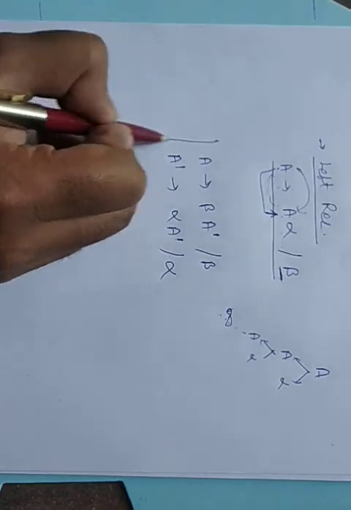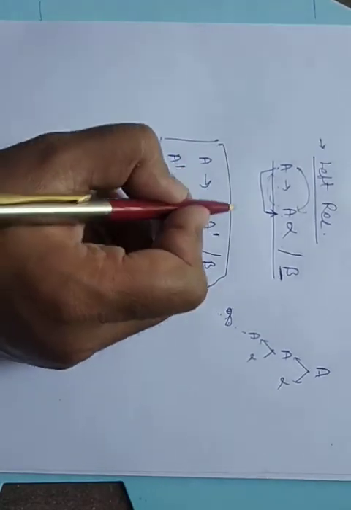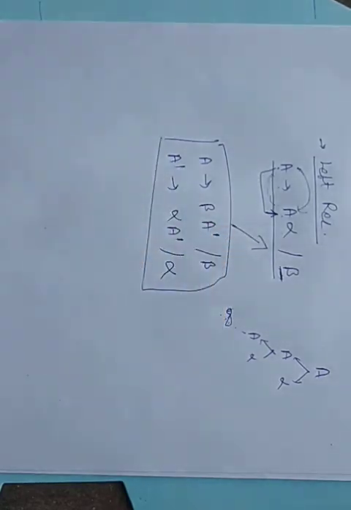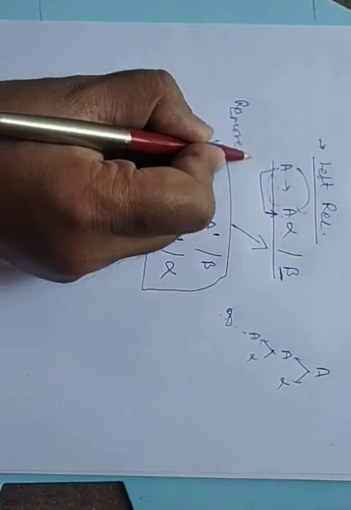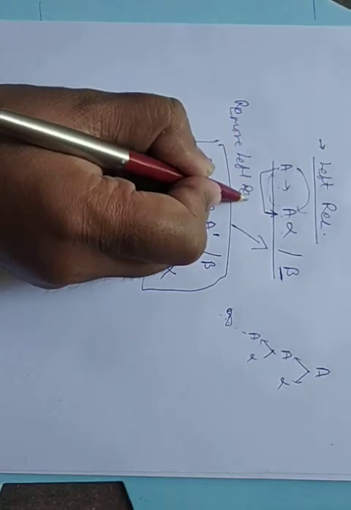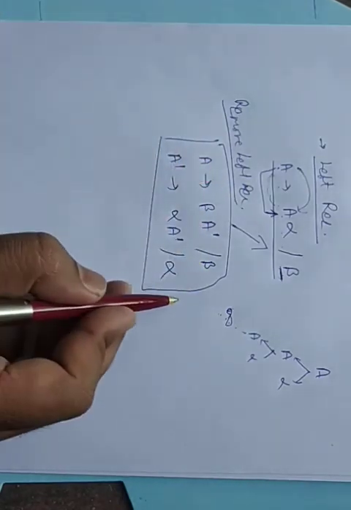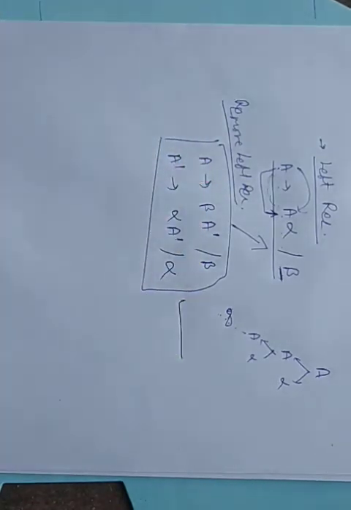Now this is the same as A produces A alpha slash beta. If I want to remove left recursion, it is done using this formula, which says A produces beta A dash slash beta, and A dash produces alpha A dash slash alpha.